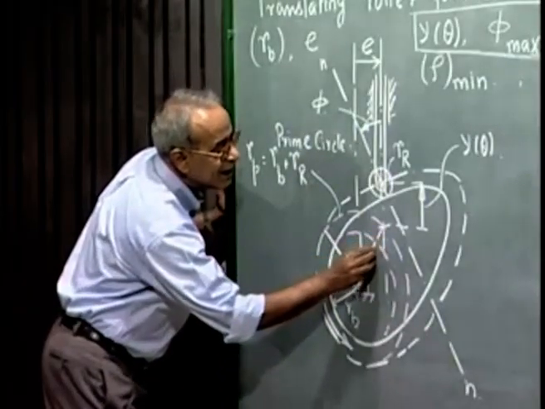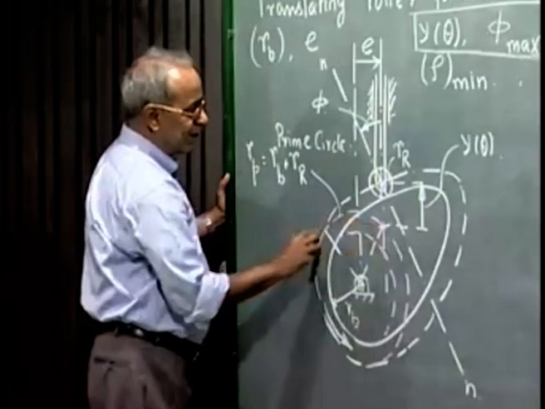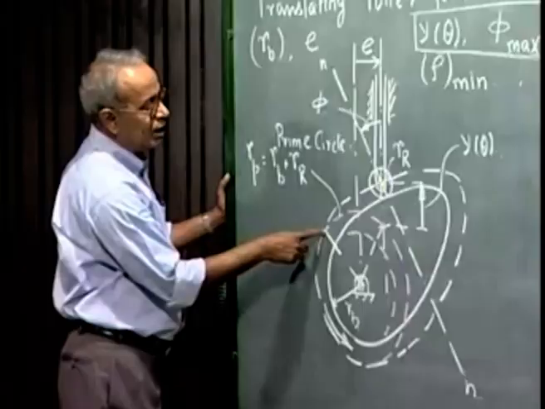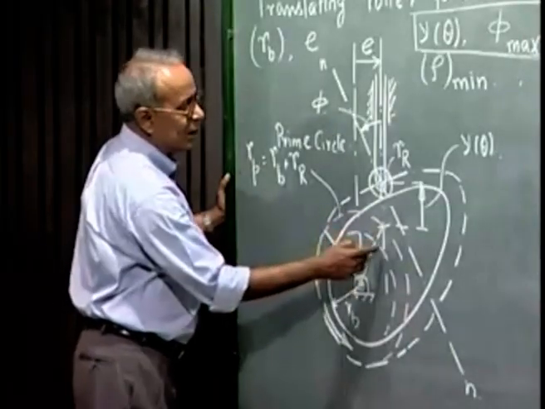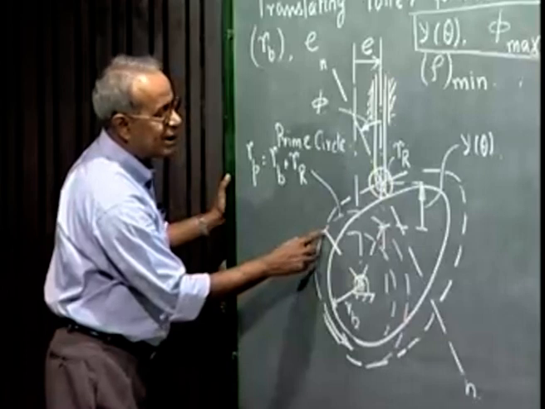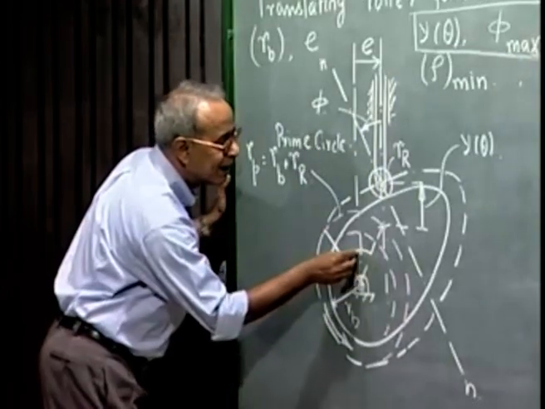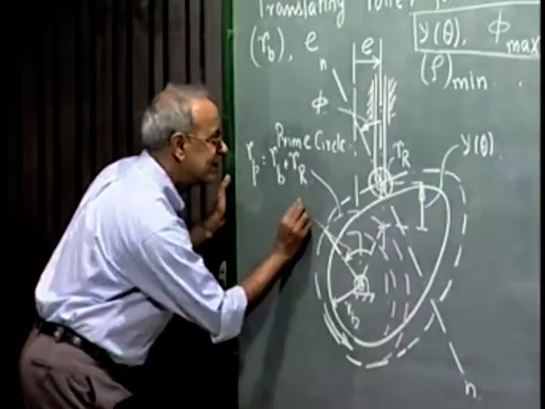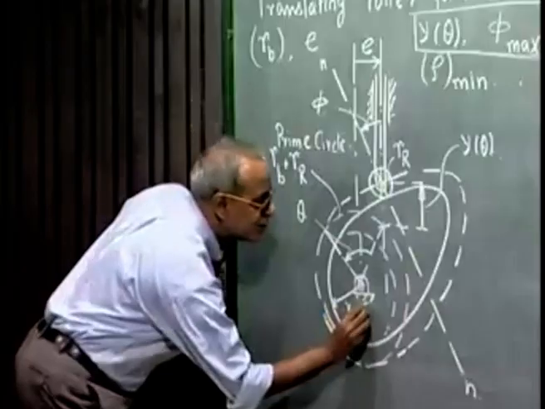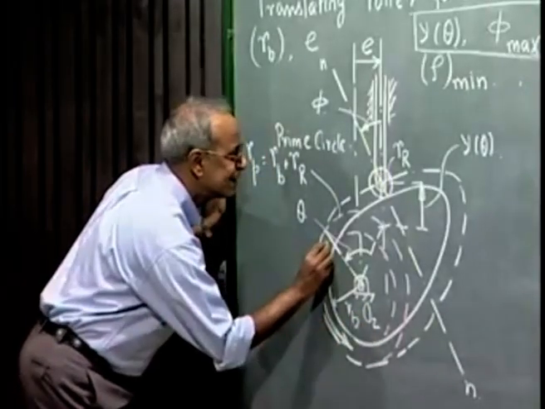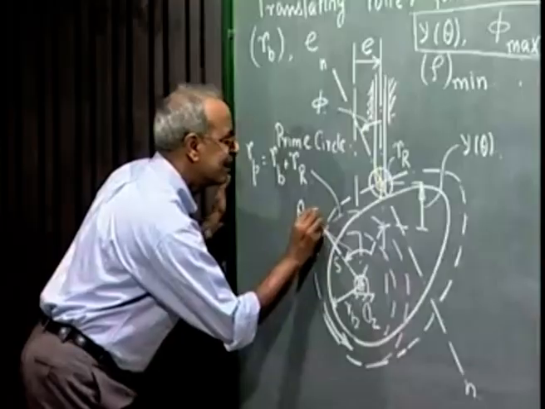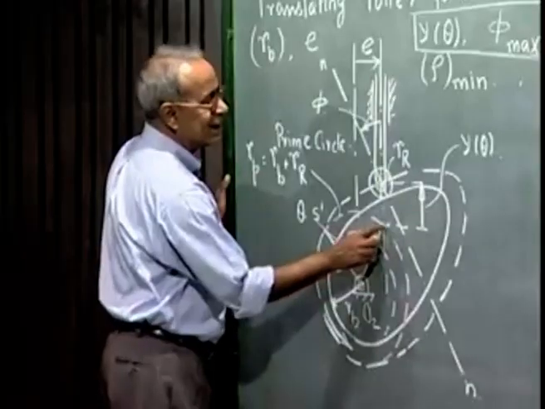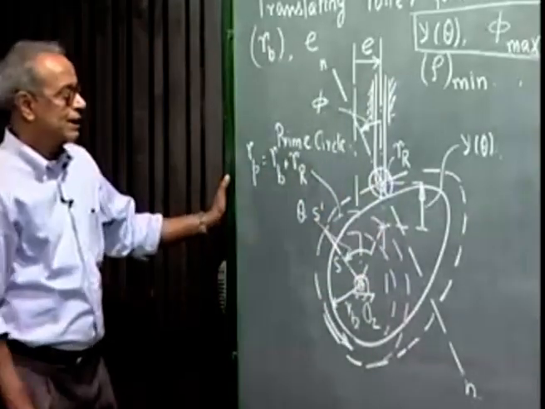When the contact point was here, that is when the roller was at its lowest position, and now the contact point between the base circle, prime circle and the pitch curve is here. So this is the cam rotation theta. Let me call it O2. This is S prime. When this line O2 S prime was here, then the roller was at its lowest position.